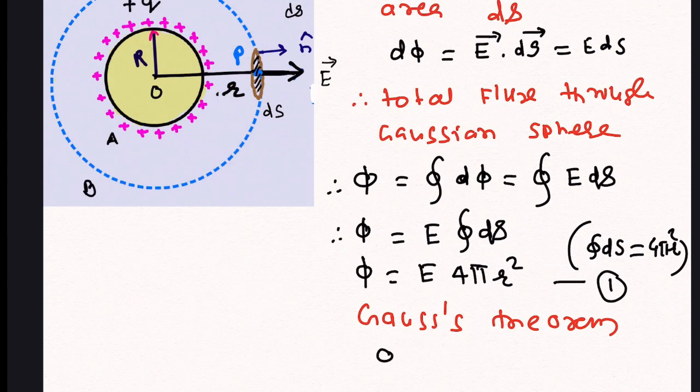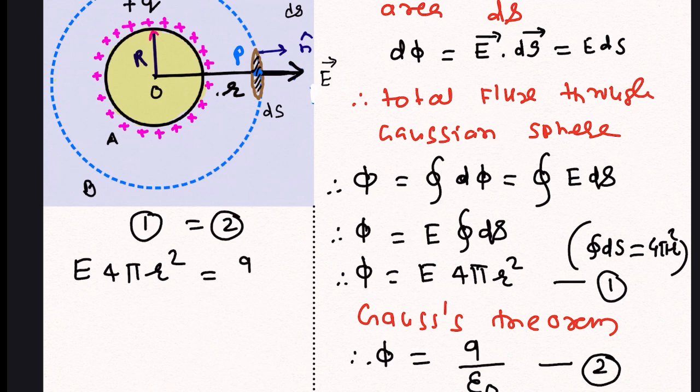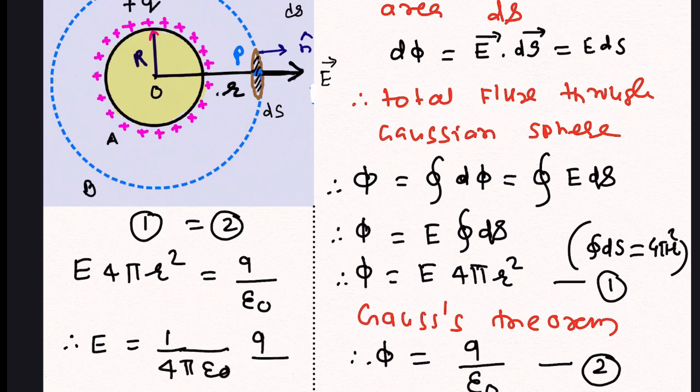Another equation of flux is, according to Gauss's theorem, total flux through any closed surface is phi equal to q enclosed by epsilon naught, that is, q by epsilon naught. Equation number 2. Now, the left hand sides of equations 1 and 2 are equal. Therefore, 1 equals 2. We get E 4 pi r square equal to q by epsilon naught. Therefore, the electric field intensity for an outside point is 1 by 4 pi epsilon 0 q by r square. R is the distance of that point from the center of the sphere, not from the surface of the sphere.